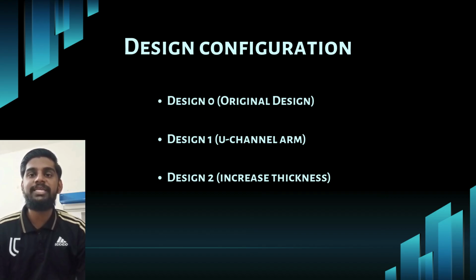This slide shows three design configurations analyzed in this project. Design 0 is the original configuration, which uses a flat support arm with standard component thickness. Design 1 is the first improved design, where the support arm is modified into a U-shaped cross-section. Design 2 is the second improved design, where the thickness of critical components is increased. We see all the three designs one by one.